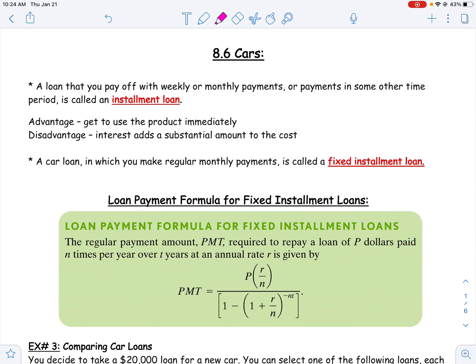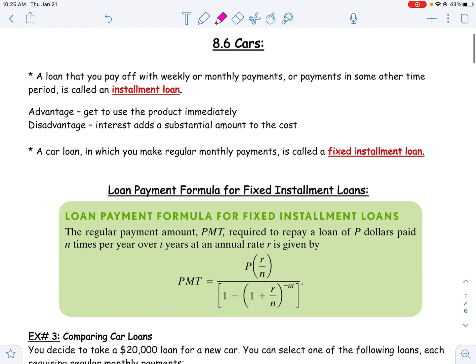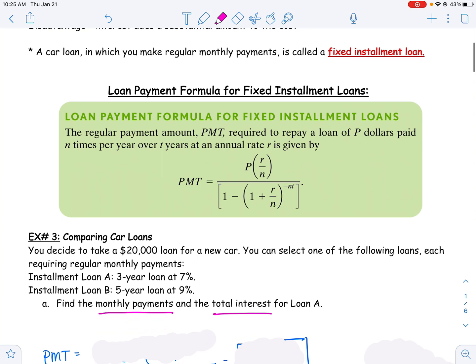A car loan in which you make regular monthly payments is called a fixed installment loan. Normally, you make the same payment every month for a certain number of years in order to pay off that car. For any fixed installment loan, we can find the payment by using this payment formula. So take a minute, find this formula on your formula sheet, and anytime the question asks you to figure out the payment of a certain loan, this is the formula you're going to use.